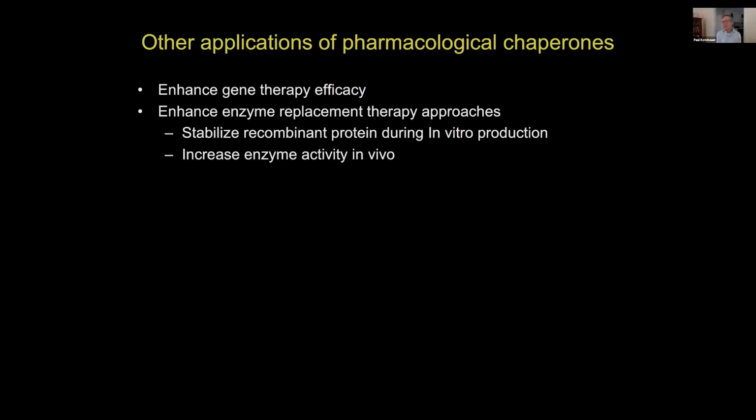Could this have other applications in terms of a direct therapeutic effect? And I think it could. So I think it's worth thinking about this in the long run as we think about gene therapy and potentially enzyme replacement therapy. If you have suboptimal production of the native protein, either through gene therapy or if you're trying to deliver recombinant protein as an enzyme replacement therapy, such approaches to help stabilize and improve the function of PLA2G6 could enhance these approaches. And even producing recombinant protein in vitro can be helped with this approach.